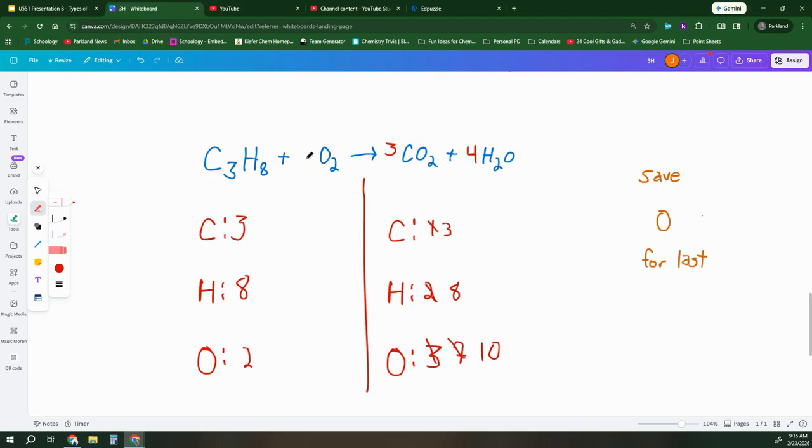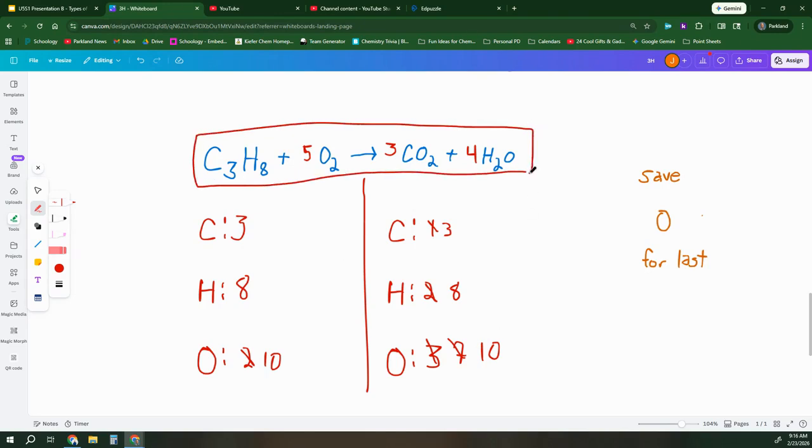Because we saved oxygen for last, what number times 2 gets us up to the 10 we need? Well, 5 times 2 gets us those 10 oxygens. So this reaction balanced itself pretty well. 3 carbons on both sides, 8 hydrogens on both sides, 10 oxygens on both sides. This equation, not too bad, just acts like a normal problem as long as we save oxygen for last.